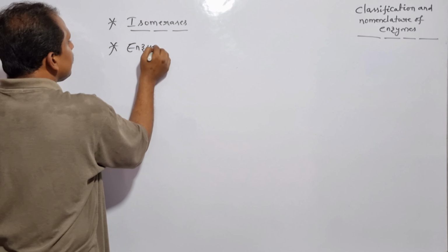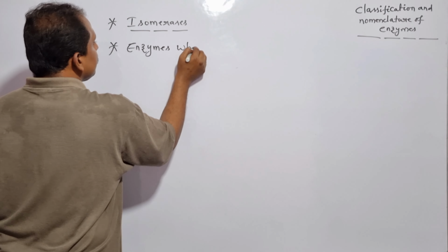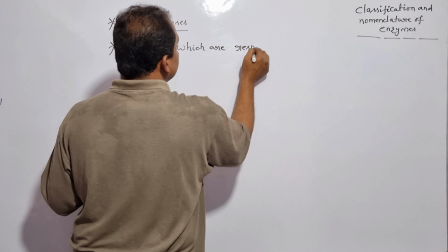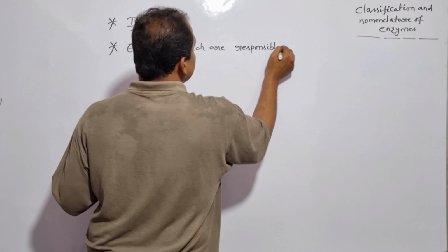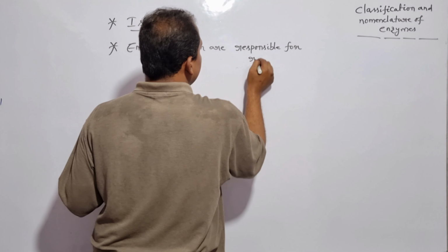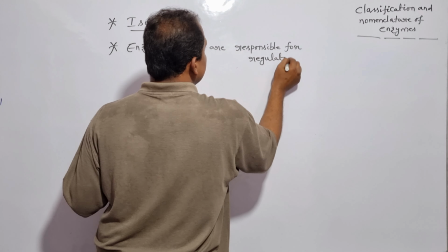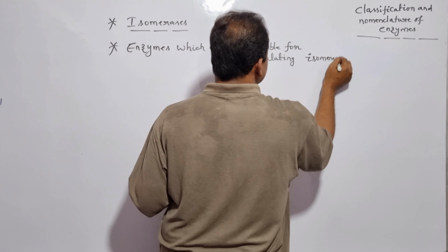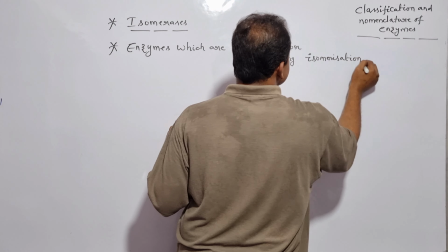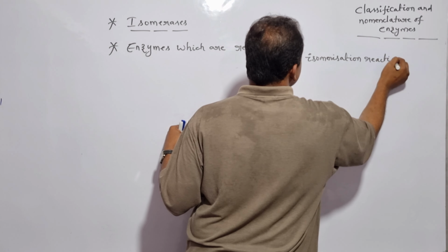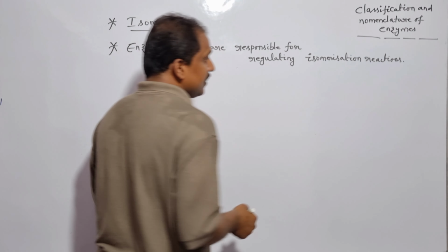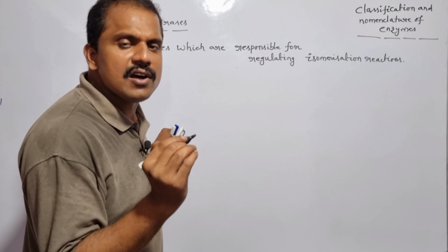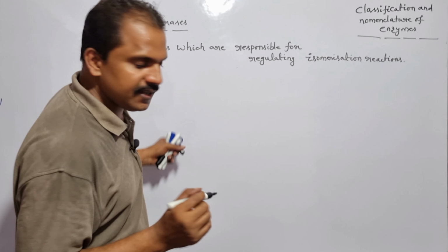Enzymes which are responsible for regulating isomerization reactions. So such specific enzymes are termed as what? Isomerases. So one of the common examples for the isomerase enzyme is nothing but what? Phosphoglucoisomerase. Is it clear?